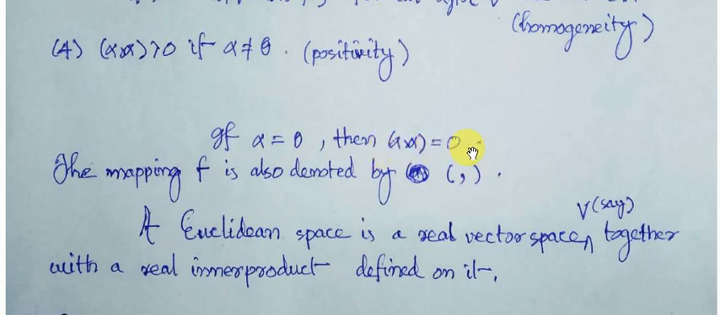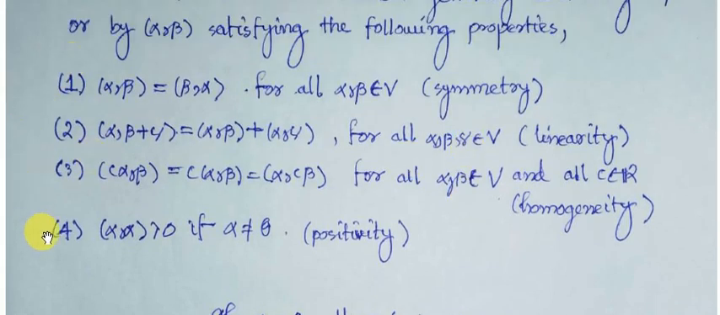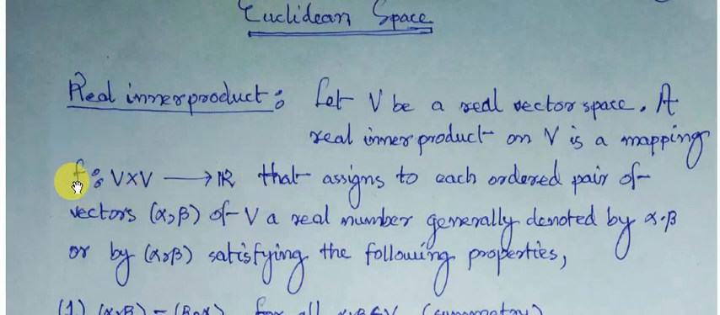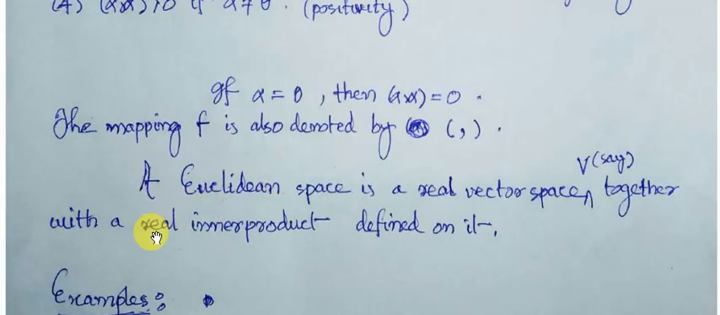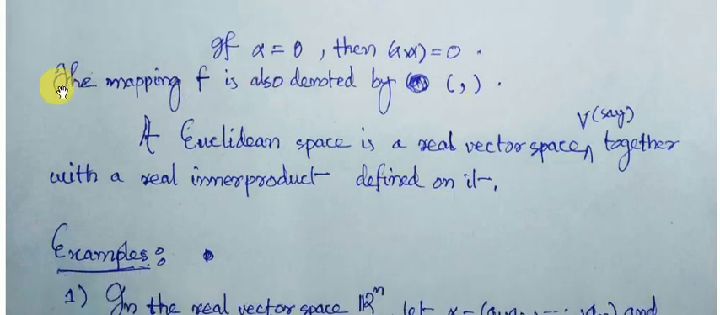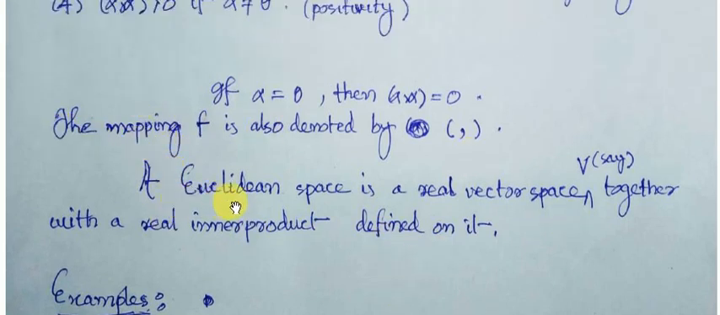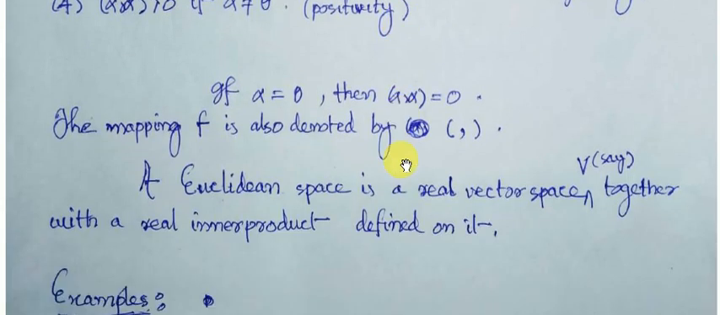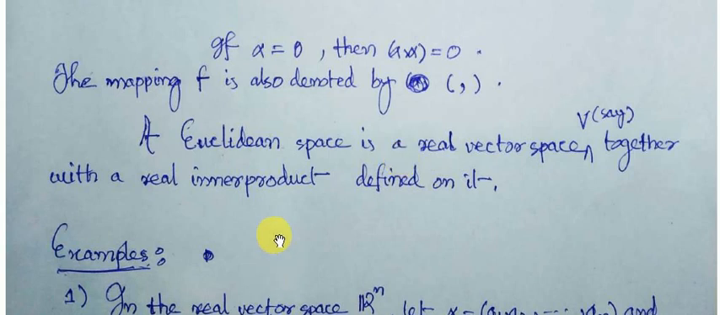And if these four conditions are satisfied for such a function, then this function f will be termed an inner product. Any vector space, here V, equipped with such an inner product will be called a Euclidean space or an inner product space. In our next class, we shall illustrate this definition through an example.